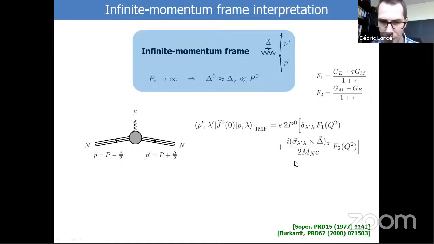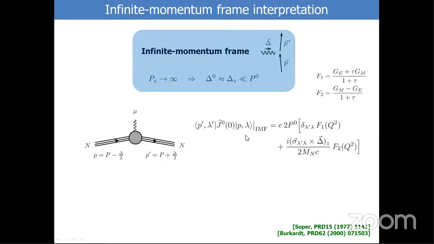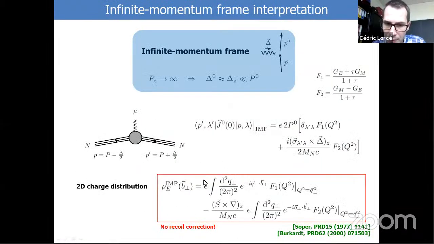So we have two contributions. And since the nucleon looks like a pancake, the information you get is essentially transverse. So what you get is a two-dimensional Fourier transform. You have a term associated with the spin-independent contribution, which doesn't depend on the polarization, the value of lambda, and is essentially given by F1.